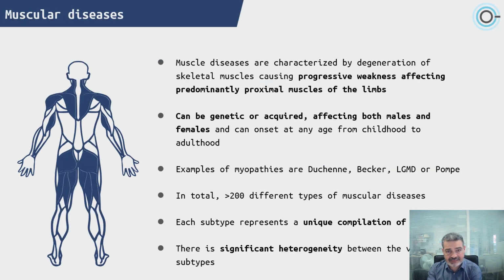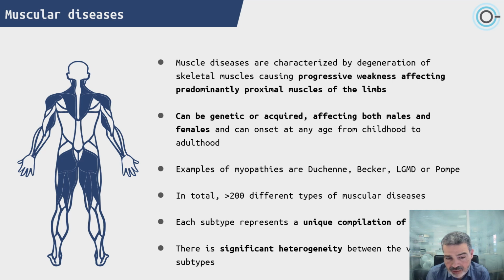So muscle diseases are characterized by a degeneration of the skeletal muscles causing progressive weakness affecting mainly the proximal muscles of the limbs. These diseases can be genetic or acquired, affect both males and females, and can onset at any age from childhood to the adulthood. Examples of these diseases are Duchenne, Becker, limb-girdle muscular dystrophy, Pompe disease, or many others.